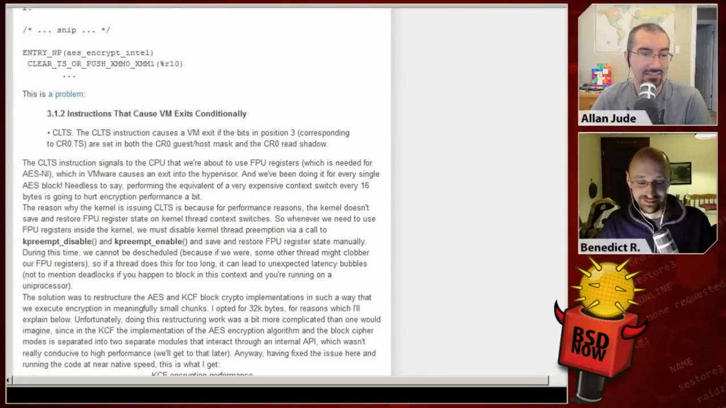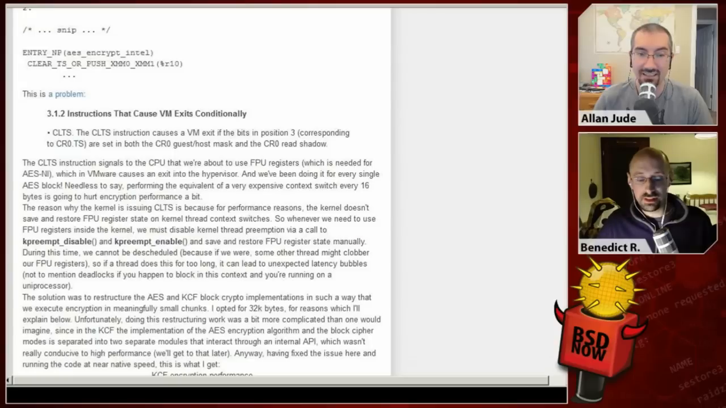So the CLTS operation causes a VM exit if the bits in position 3, which corresponds to CR0.TS, are set in both the CR0 guest host mask and the CR0 read shadow, which is a bunch of hypervisor speak, or down in the CPU speak. But basically, that instruction signals the CPU that we're about to do FPU, or floating point unit, register stuff, which you do for AES-NI, which in VMware causes an exit into the hypervisor because it has to do a bunch of work to fiddle that state. And we've been doing it for every single AES block.